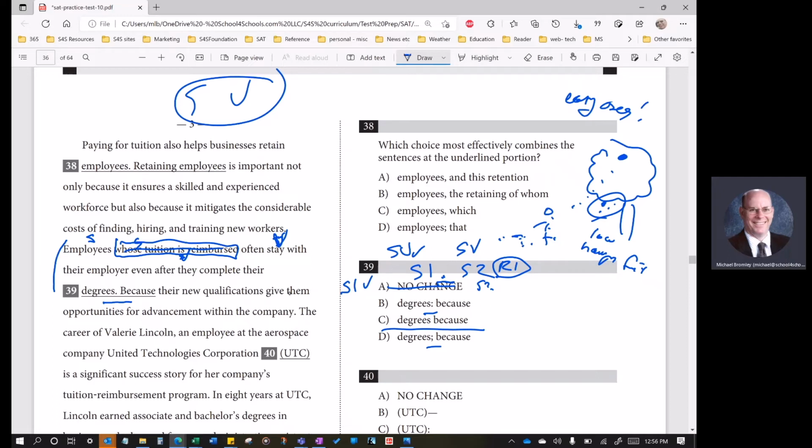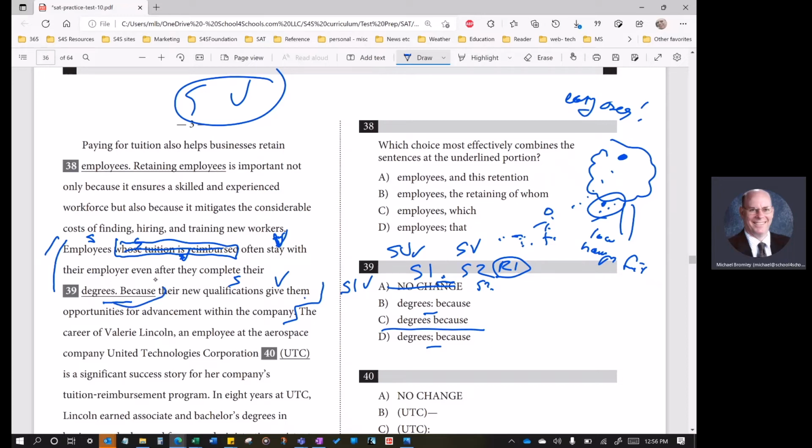Okay, do I have a sentence on this side? Because their new qualifications give them. Okay, so I have a verb here. New qualifications, subject, give them, verb. But is this a complete thought? Because their new qualifications give them opportunities for advancement within the company is not a complete thought. It's just like I say, because it's raining, period. You're like, Michael, are you answering a question? Because I didn't ask you a question. What do you mean because it's raining? Oh, then maybe we shouldn't go out for a walk right now. Okay, so it's not a complete thought.